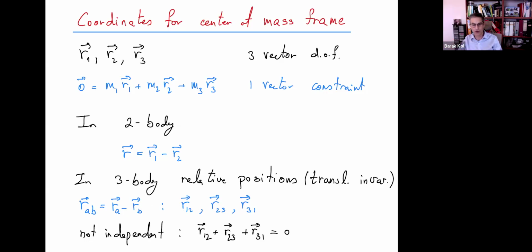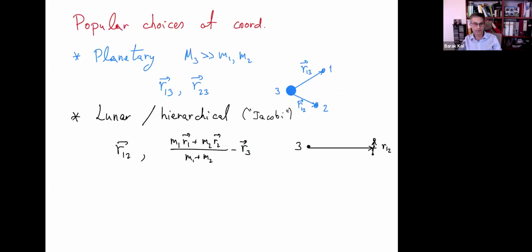Let's look at two familiar, popular choices, which, however, are not symmetrical. And we will try to define a symmetrical one. So in the planetary case, where we have two light objects, call them planets, M1 and M2, and one heavy object, call it the sun, M3, then we simply take R13 and R23 to be our coordinates. These are known as the planetary ones. There's a mistake here, it should be R13 and R23, and we don't take R12.